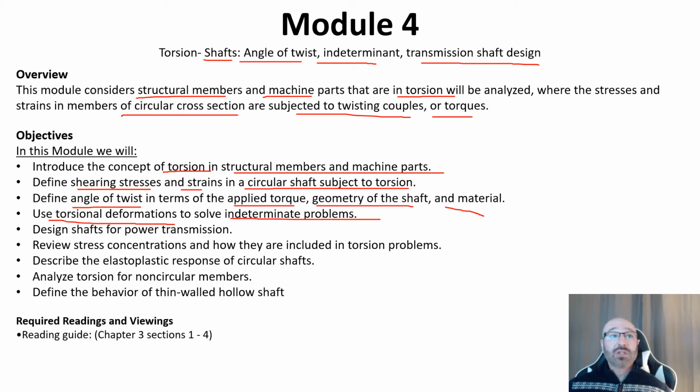Then we're going to take a look at the design of shafts for power transmissions. And from there, we're going to review stress concentrations and how they're included within these torsion problems. Describe the elastoplastic response for circular shafts again. And then analyze torsion for non-circular members. And finally, we're going to move on to defining the behavior of thin-walled hollow shafts.